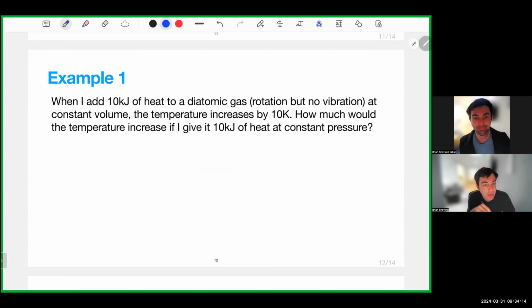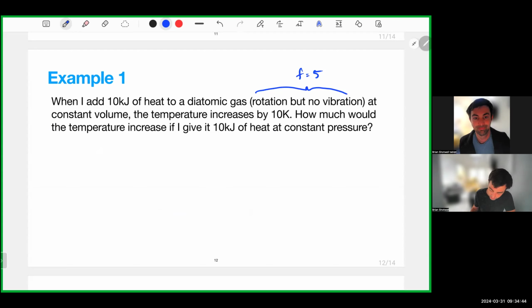Okay, when I add heat to a diatomic gas that's rotating but not vibrating. So as soon as we read this, we know that the total number of degrees of freedom is 5. Right? Diatomic, rotating but not vibrating. When I add the heat at constant volume, the temperature increases by 10 Kelvin. How much would the temperature increase if I gave it 10 kilojoules of heat at constant pressure?